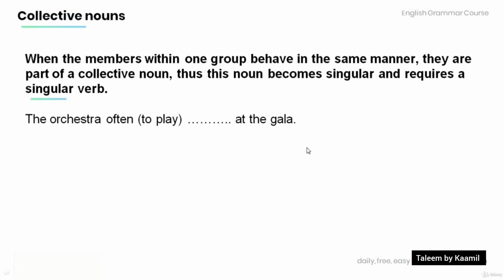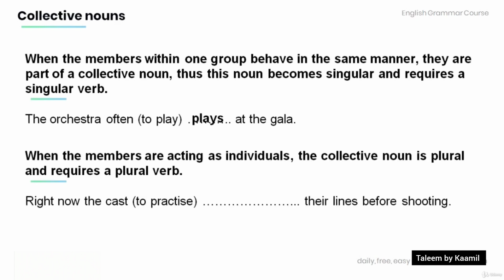Remember that when the members within one group behave in the same manner, they are part of a collective noun. Thus, this noun becomes singular and requires a singular verb. Now read the following sentence and fill in the blank using the appropriate form of the verb in the bracket. The orchestra often to play at the gala. The orchestra often plays at the gala.